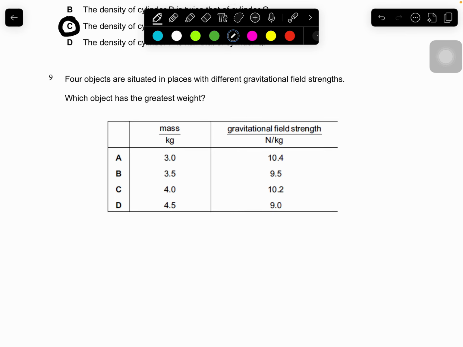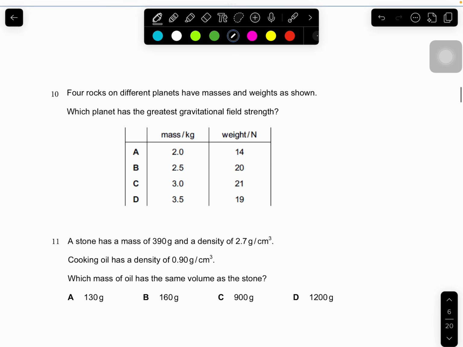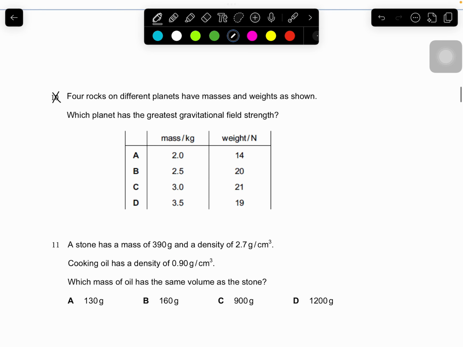Four objects are situated in places with different gravitational field strengths. Which object? We did this question. I'm going to skip this. Four rocks. This is the same question. I'm going to skip this as well. It's just rearranging W equals mg to find g for each of them. And whichever has the highest value of g is the right option.